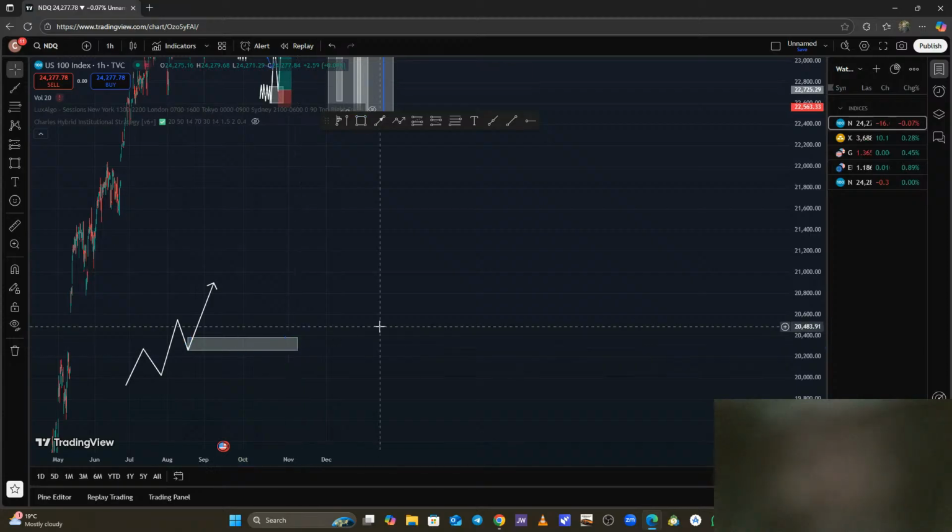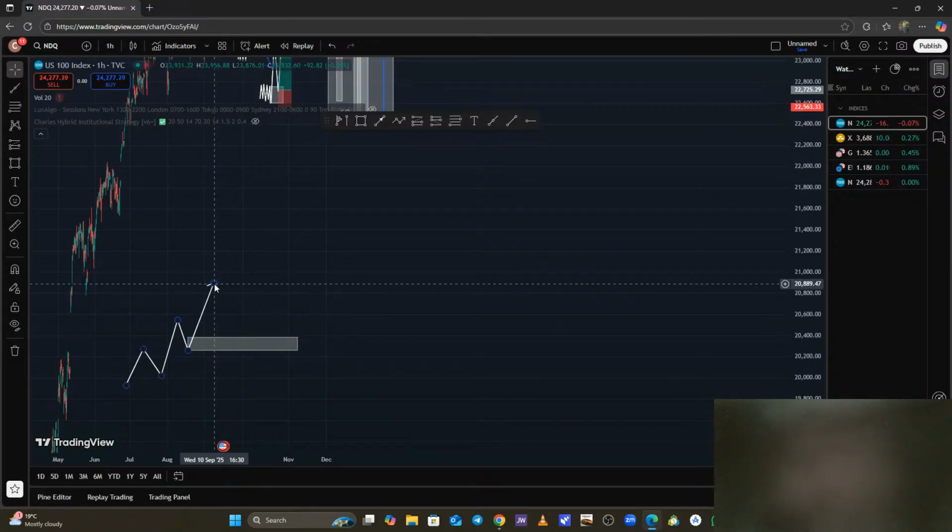Demand zone like this. Your anticipation is that price will come back to this zone and react from this level. So that's basically what you want to see: price coming back to your demand zone and reacting from this demand zone.